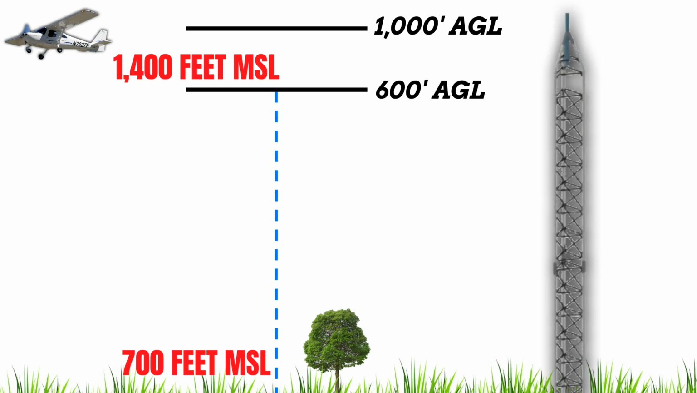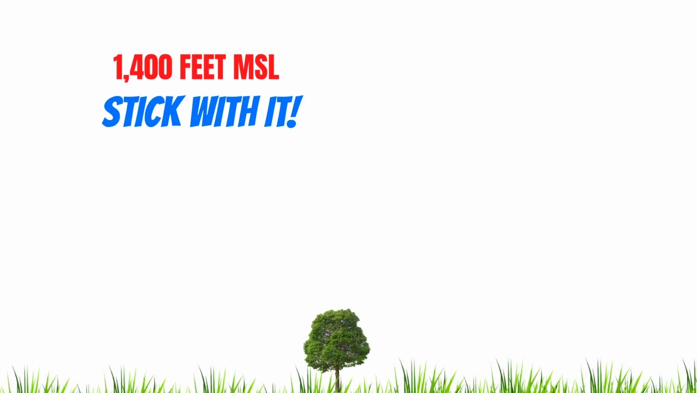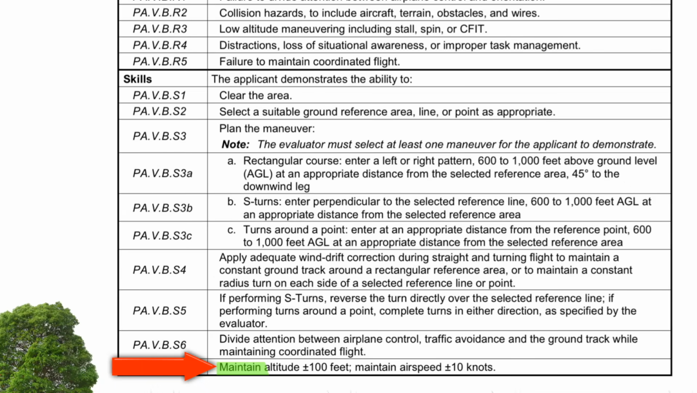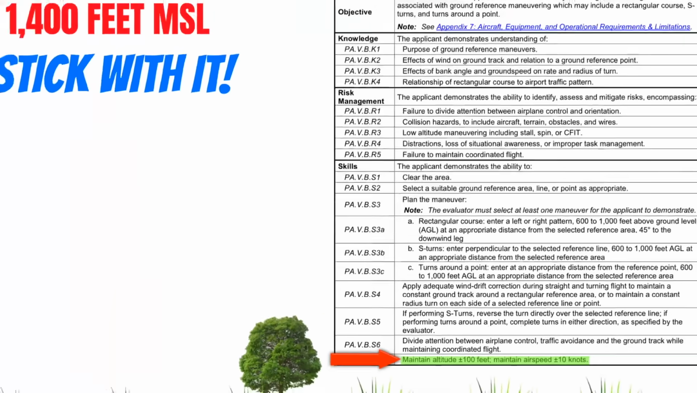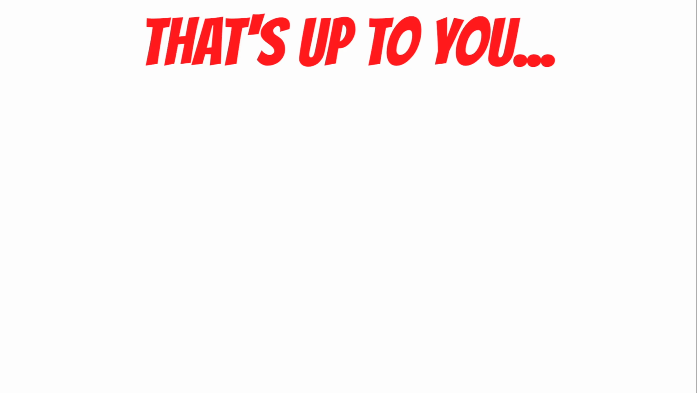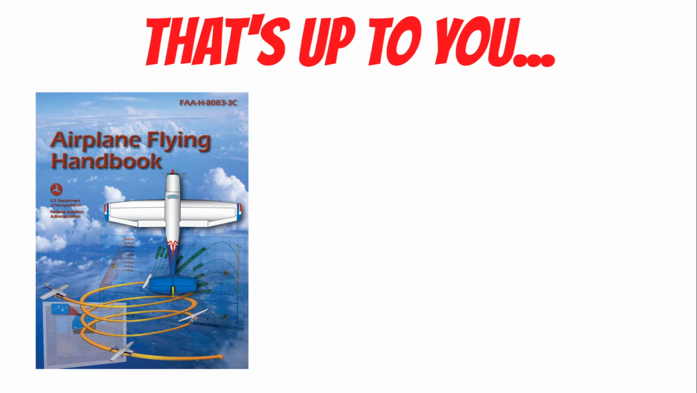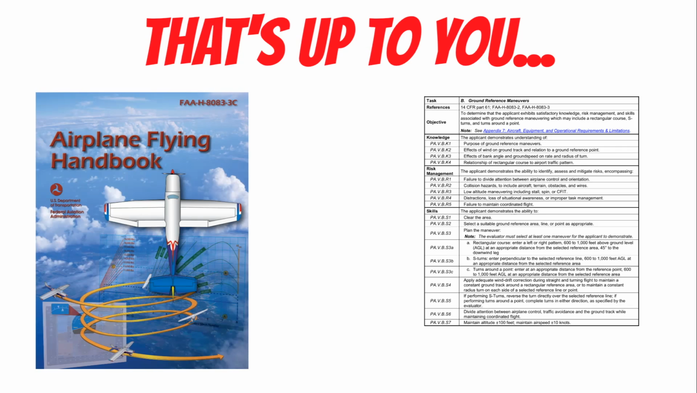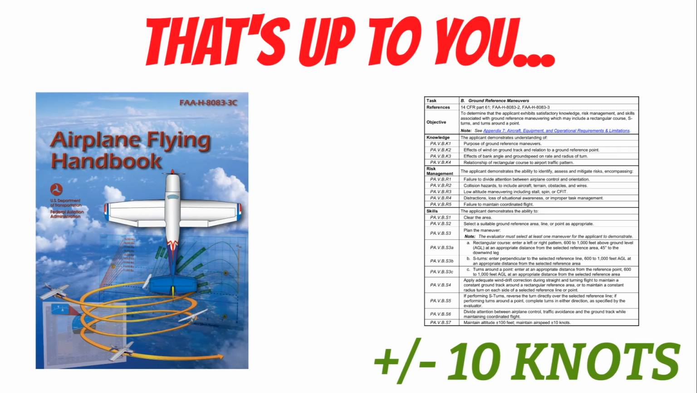Now, once we've picked an altitude, we need to stick with it. If you look at the Airman Certification Standards, you'll notice that you must maintain your altitude within 100 feet. And we also have to maintain our airspeed within 10 knots. Okay, but what airspeed should we fly? Oddly enough, there's nothing that tells you the airspeed that you need to fly when you perform this maneuver. The Airplane Flying Handbook explains how you should accomplish the maneuver, and the Airman Certification Standards tell you that you must maintain your airspeed within 10 knots, but you actually get the privilege of picking the airspeed you want to fly.